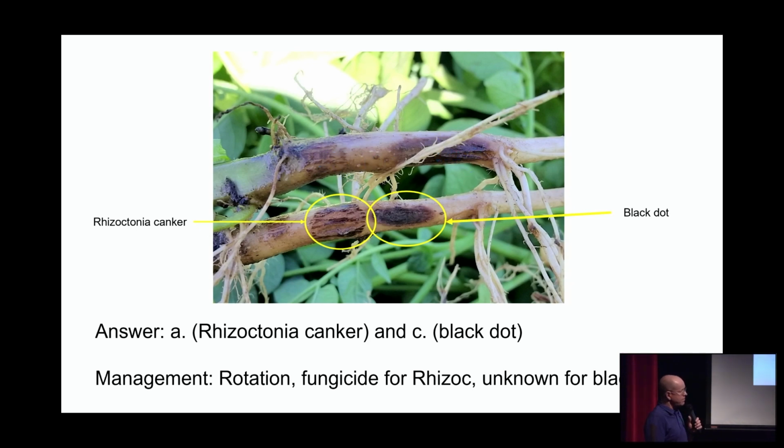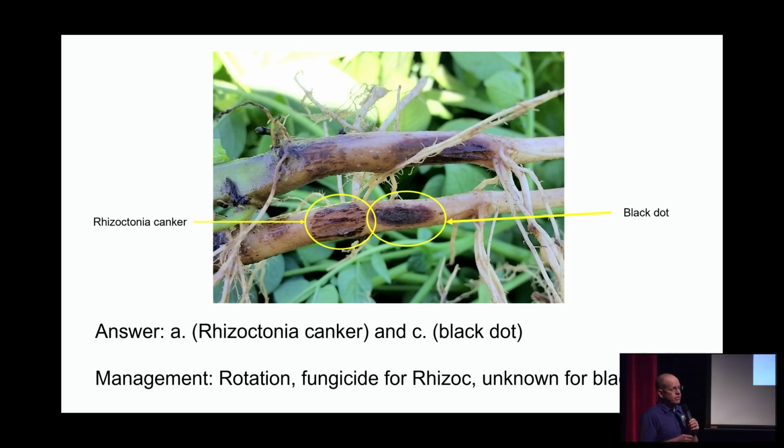But when it comes to managing these things, rotation is important. Rhizoctonia lives in the soil. And the longer your rotation, if you can get to a 5-year rotation, the soil may not be providing much rhizoc to you at all. But if you're on a 3-year rotation, it's a good chance you have some in the soil. We have a lot of fungicides that we can use. Some are seed treatments, some are in-furrow sprays, and they're very effective at managing rhizoc. But when it comes to black dot, this is very much more difficult.